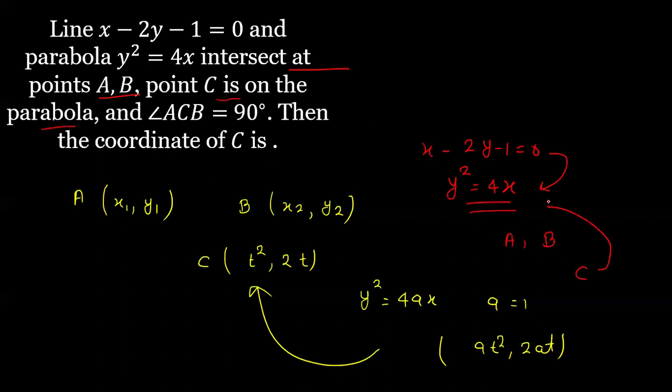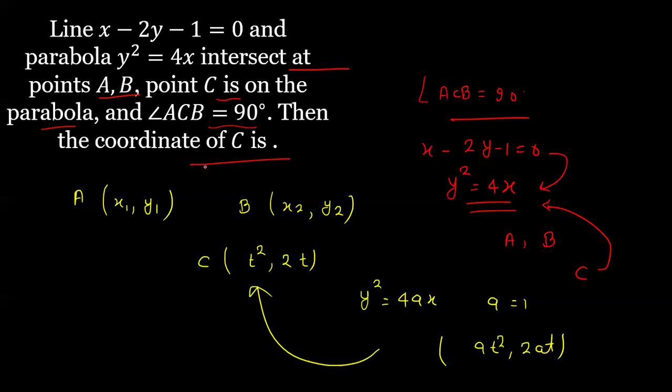and angle ACB is given as 90 degrees. So angle ACB is given as 90 degrees. Then we have to find the coordinate of point C. So let's see how we can solve this problem.